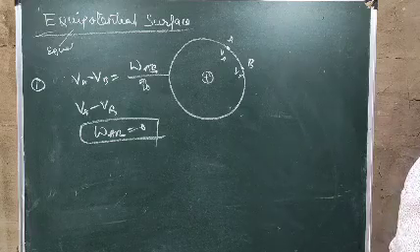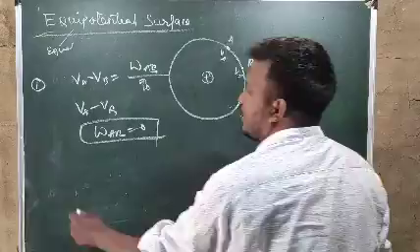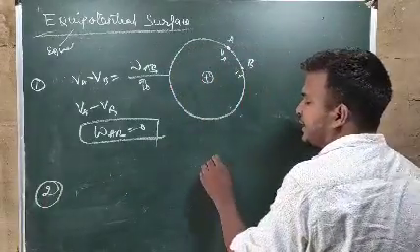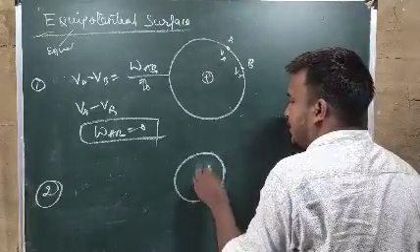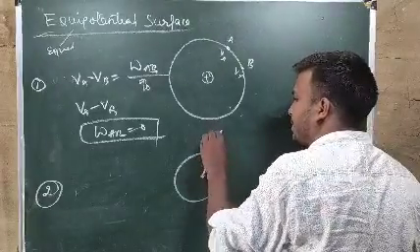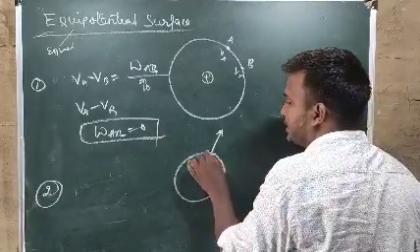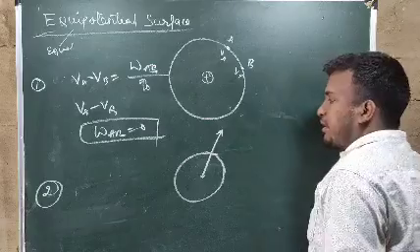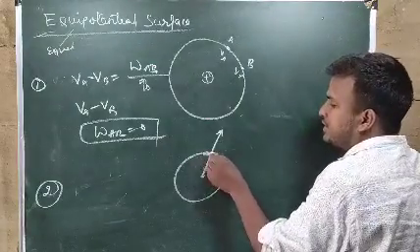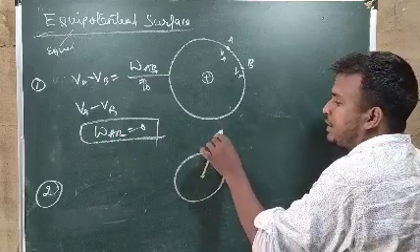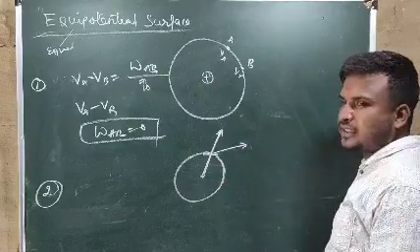Second property now: the electric field is always at right angle to the equipotential surface. If I take an equipotential surface as a sphere, the electric field must always be perpendicular. Electric field cannot be in this direction. It must always be perpendicular to the equipotential surface. Why? Because if the electric field is not perpendicular to the equipotential surface, suppose this is the direction of the electric field.